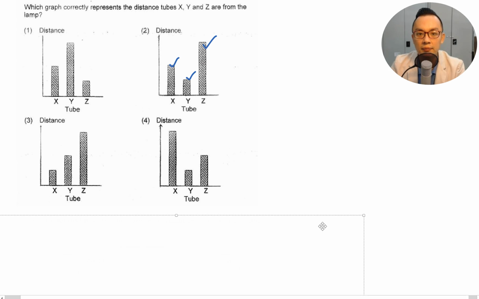X is the nearest, so this is not correct because, no, sorry, Y is the nearest, X is the middle, so this is not correct. This is not correct. Y is the nearest, so this is not correct. This is not correct. Yep, so the answer is number 2.